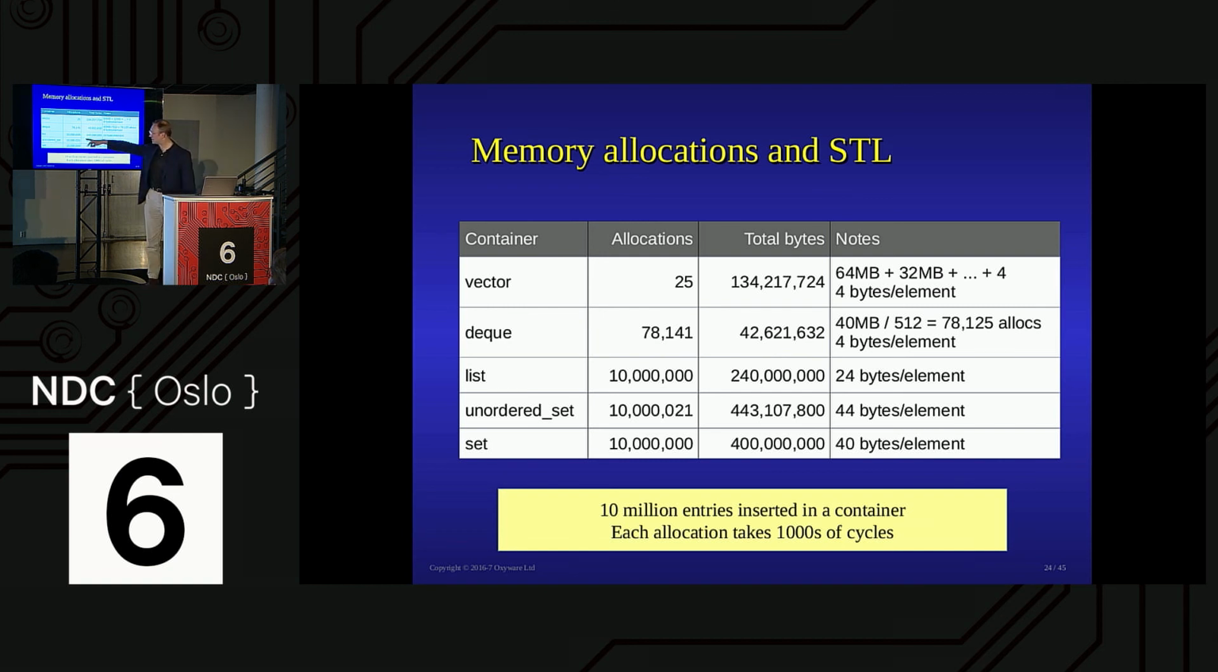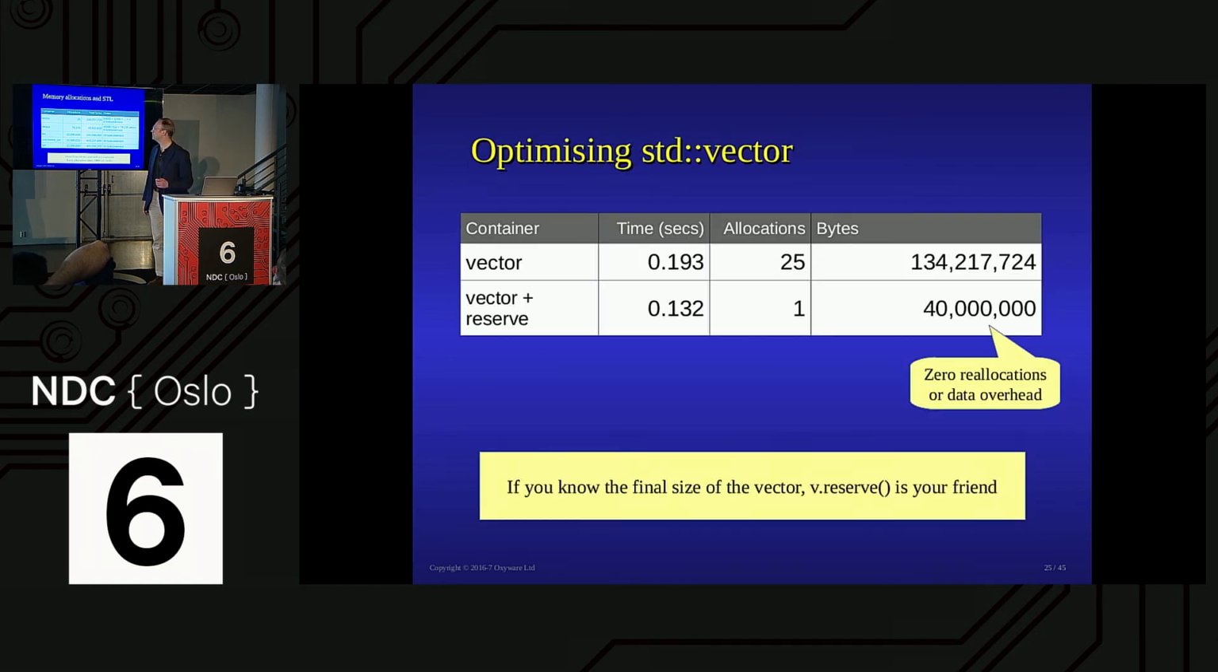But if you notice, these other ones, list, unordered set and set, are at 10 million or so. The reason unordered set is higher than that one is because it's got buckets and other things to allocate. If they're thousands of cycles, guess what the performance of those is going to be? You're not going to do very well with these ones if you do a lot of allocation like this. So be careful with the STL and how you might use that.